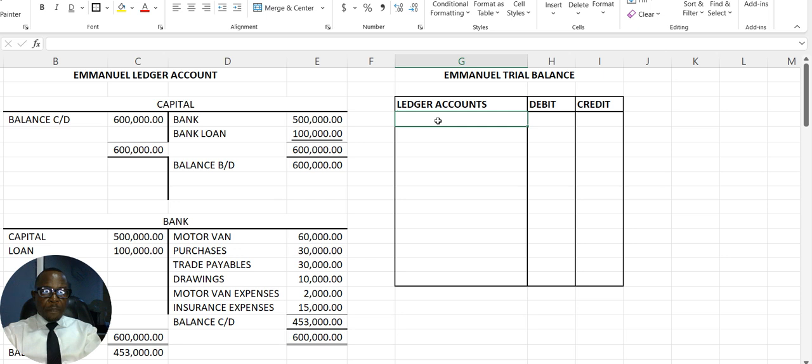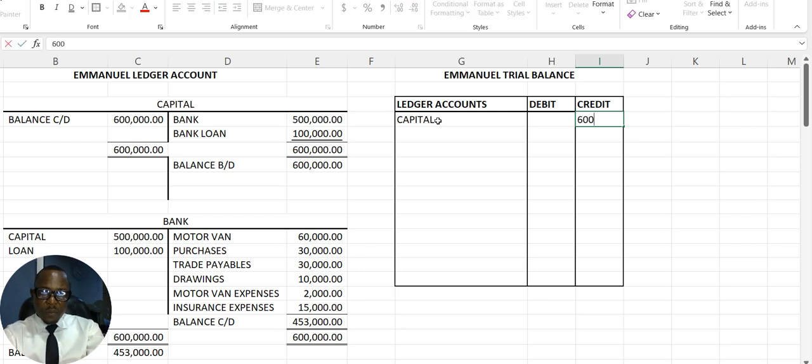You now begin by picking the name of the account. The first one is capital ledger, capital. So you come to where is the balance? Where does the balance fall? Is it on the credit side or the debit side? So this one falls on the credit side. We put it under credit side, which is 600.